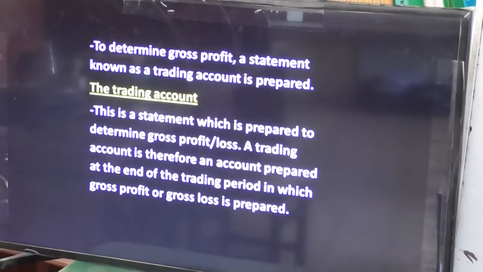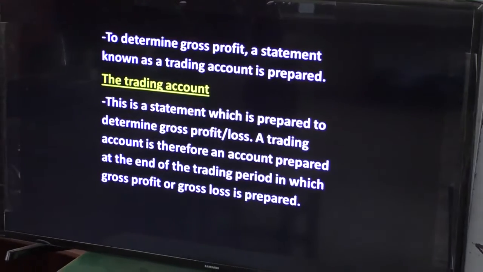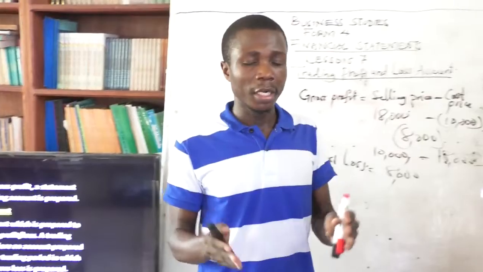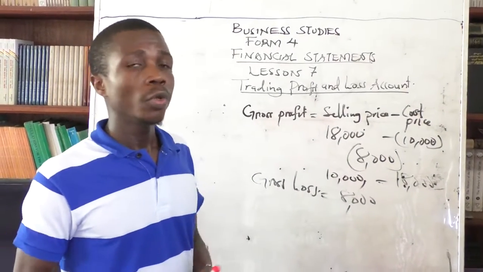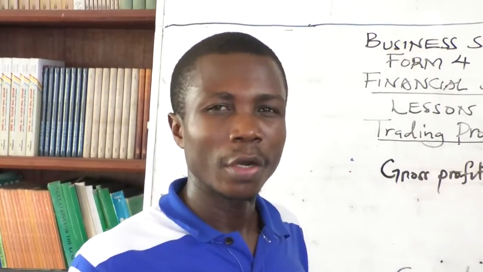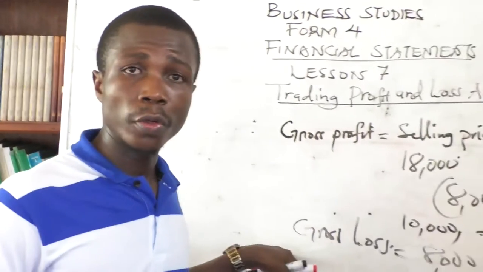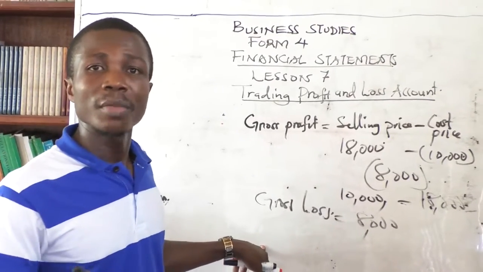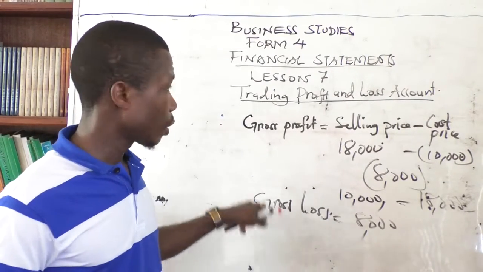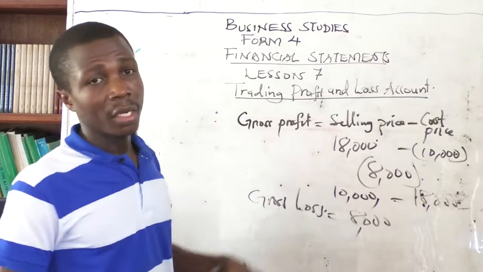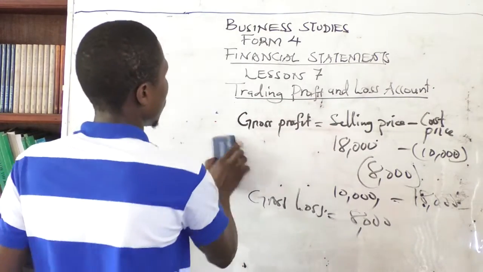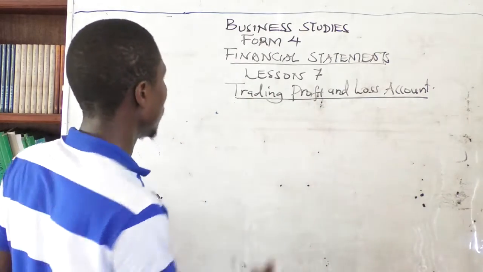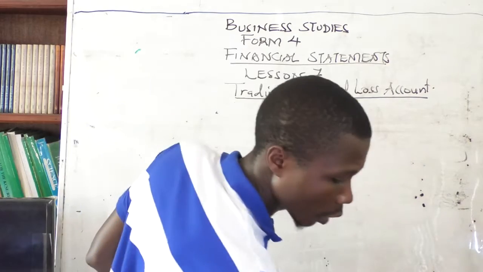The next thing, to determine the gross profit or loss, a statement of account known as trading account is prepared. So we want to look at the first accounting statement. That is examinable. You will always be told to prepare a trading account. So for us to determine gross profit or gross loss, the financial statement that is used to calculate that is known as trading account. So in determining gross profit or gross loss, we use trading account. So we are going to start with the first one, which is trading account.